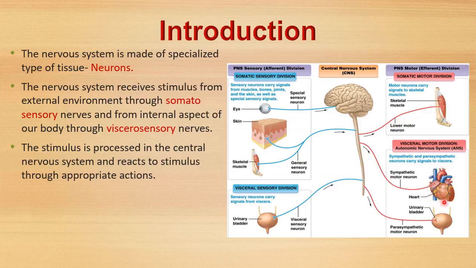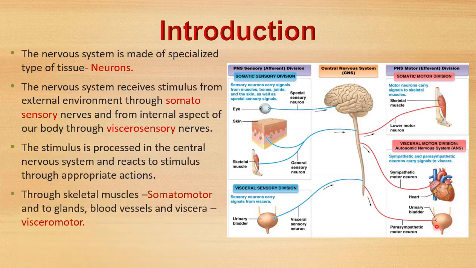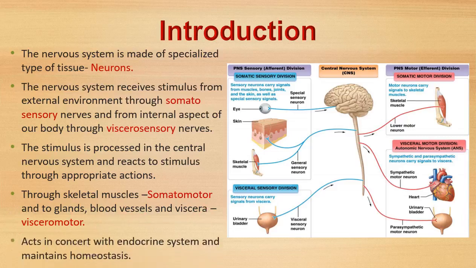This is a very specialized type of muscle. As I told you, it is through the parasympathetic component. It also innervates the bladder and most of the viscera, except the heart. The heart is a special type of muscle, but here you have smooth muscles. So somatomotor is mainly to the muscles, and to the glands, blood vessels and the viscera it is called visceromotor. It also acts in concert with the endocrine system.